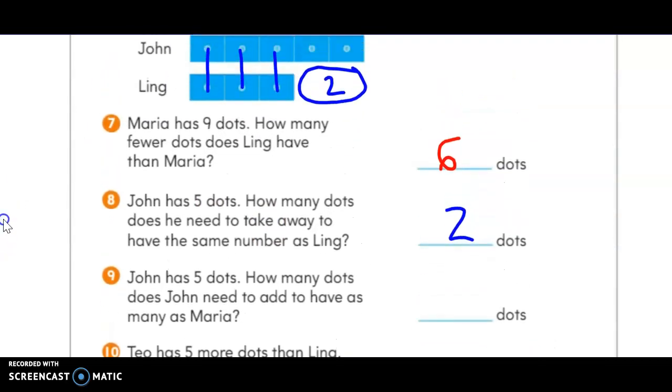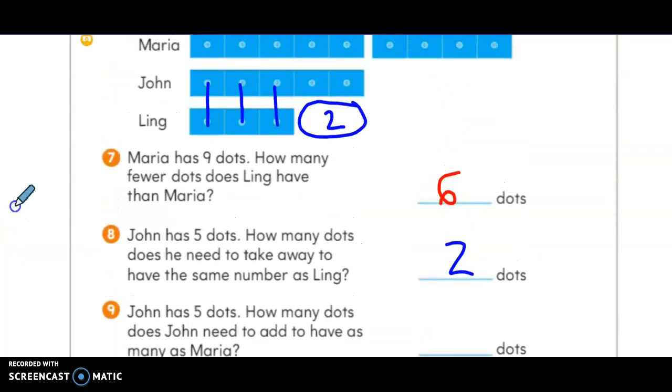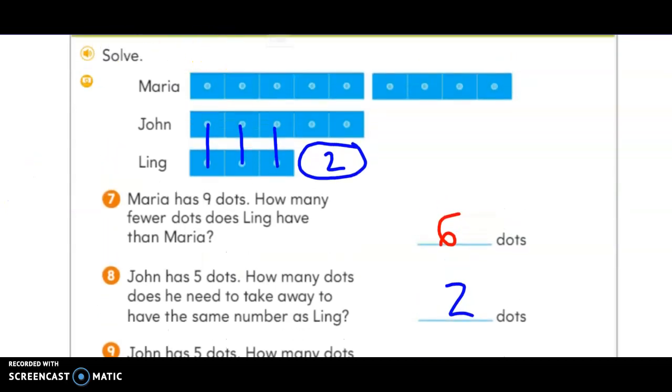All right. Last one that we're going to do together is number 9. And John has 5 dots. How many dots does John need to add to have as many as Maria? So now we're talking about John and Maria. So I'm going to get rid of this for a second so you guys can see it nice and clearly. Okay, let's compare John and Maria.